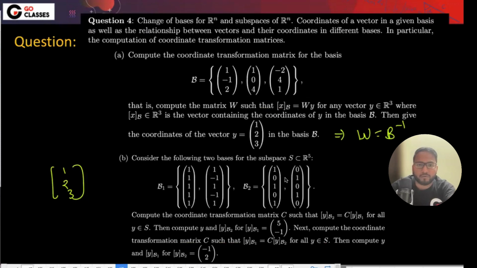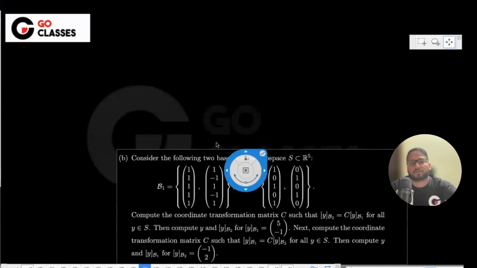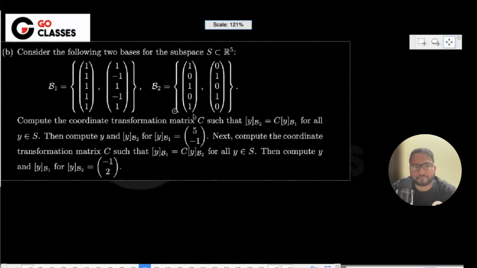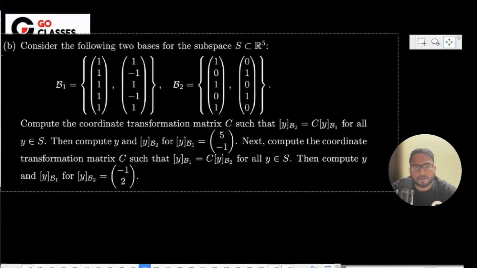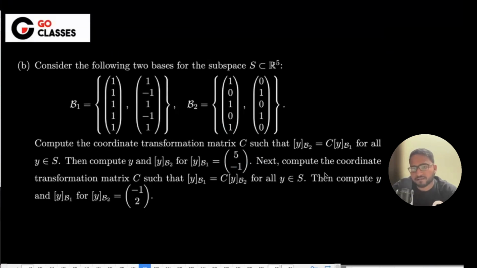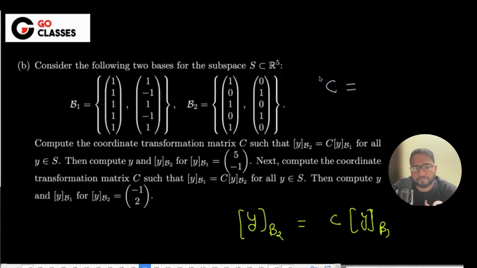Now let's check what they're trying to say for this next question. There is a matrix C such that y in B2 comes from y in B1. So what is C doing? Converting from B1 to B2. Can anyone tell me what should be C? Converting from B1 to B2, so I think it is B2 inverse B1, right? So this is the answer. It was an easy question.